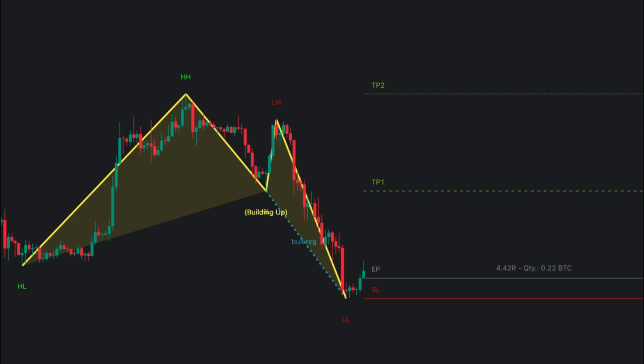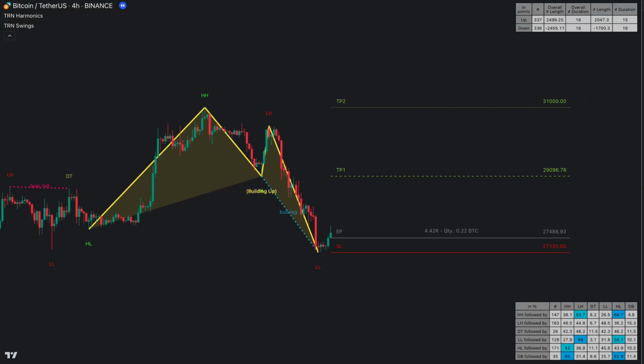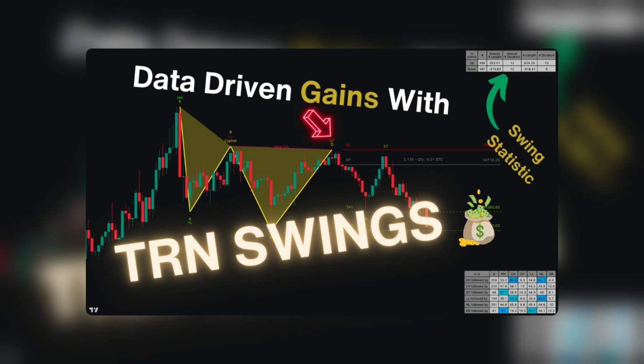While it may be more advanced, you can further enhance your accuracy of your trading by validating your stop loss and take profit levels using the swing statistics. Our comprehensive tutorial on TRN Swings covers this technique in detail, guiding you through the process step by step.